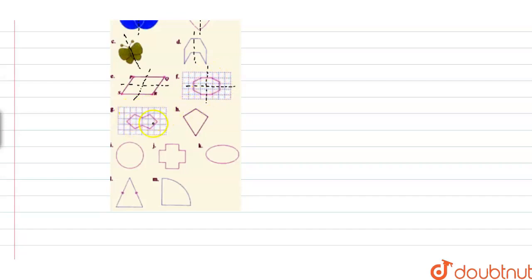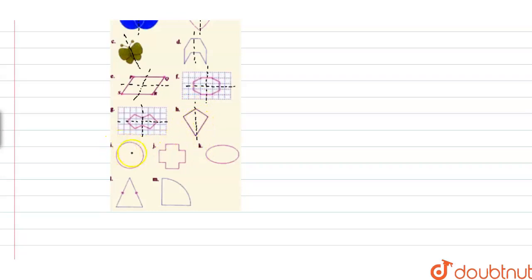If we have to divide this figure symmetrically, then we would say that this line is acting as a line of symmetry for this one, and this line is also acting as a line of symmetry for this figure, right? Now let us switch on to the next part, that is this one. So in this case, this line is going to act as a line of symmetry because this is dividing this figure into two equal parts symmetrically, right?